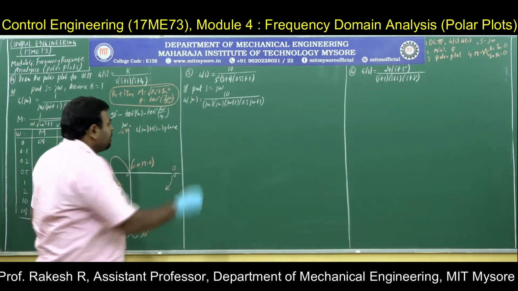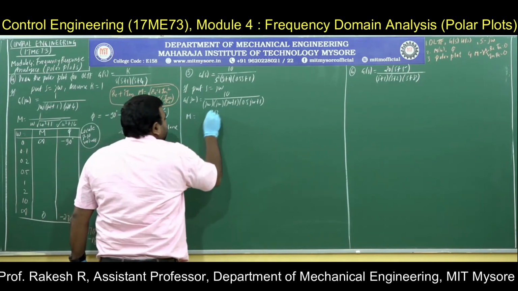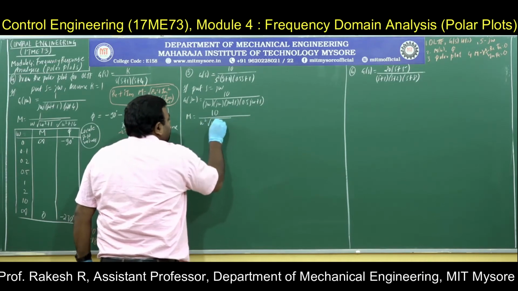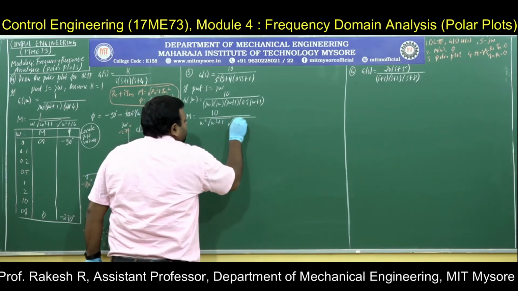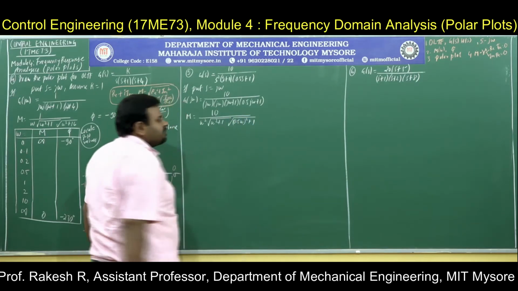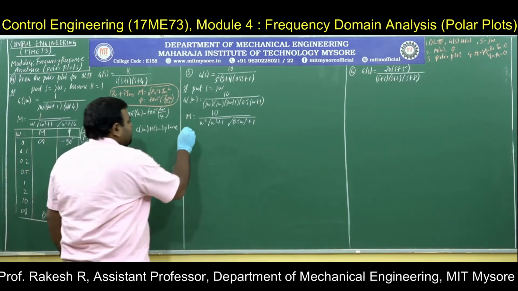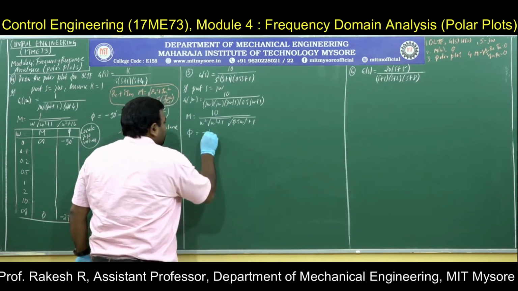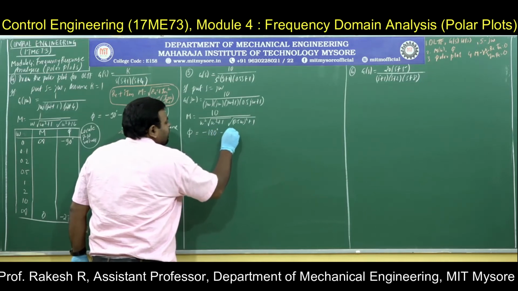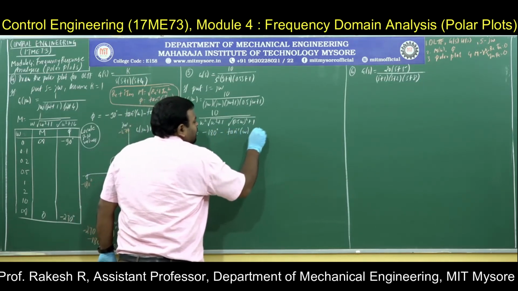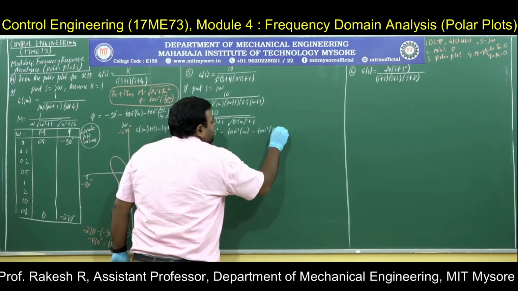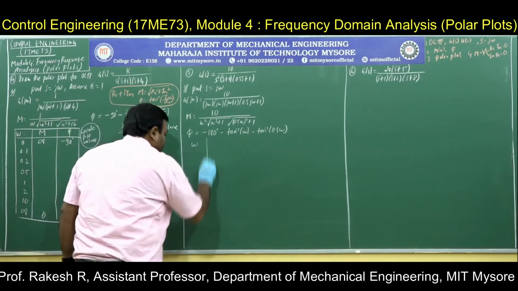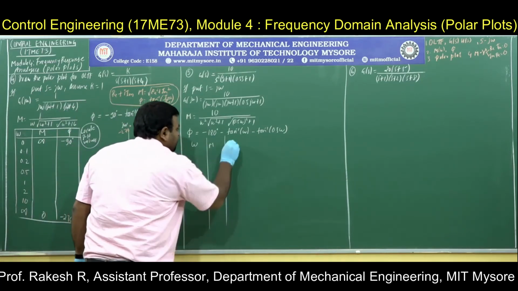So what is the magnitude? Magnitude will be equal to 10 divided by omega squared, square root of omega squared plus 1, square root of (0.5 omega) squared plus 1. Then phase angle. What is the phase angle? Minus 90, minus 90, minus 180 degree, minus tan inverse of omega, minus tan inverse of 0.5 omega. After this, locate omega, magnitude and phase angle.